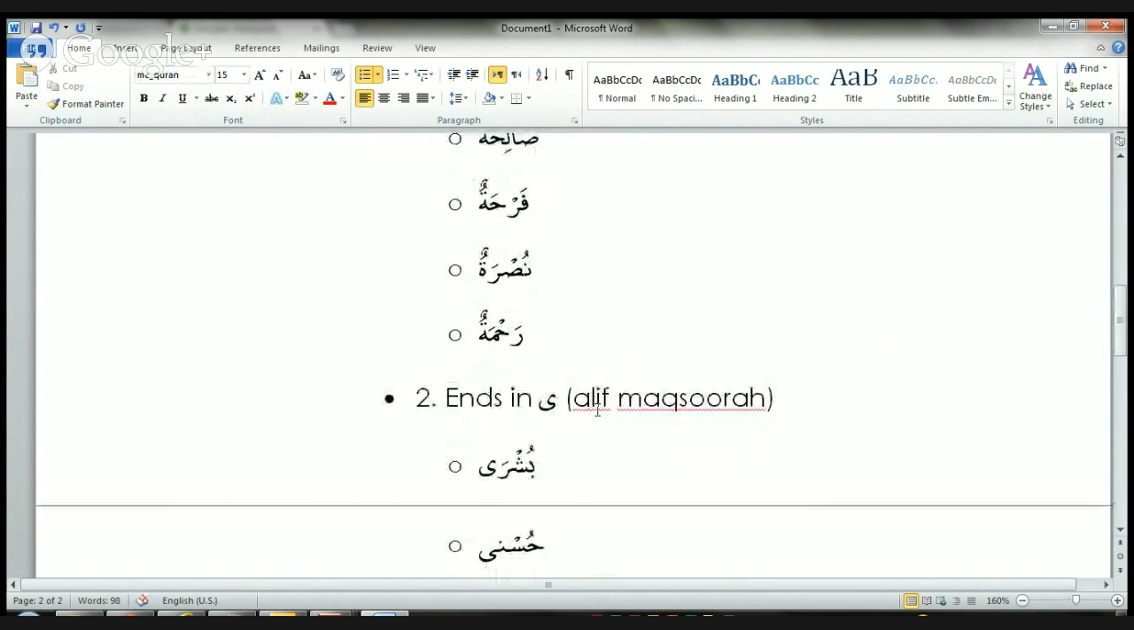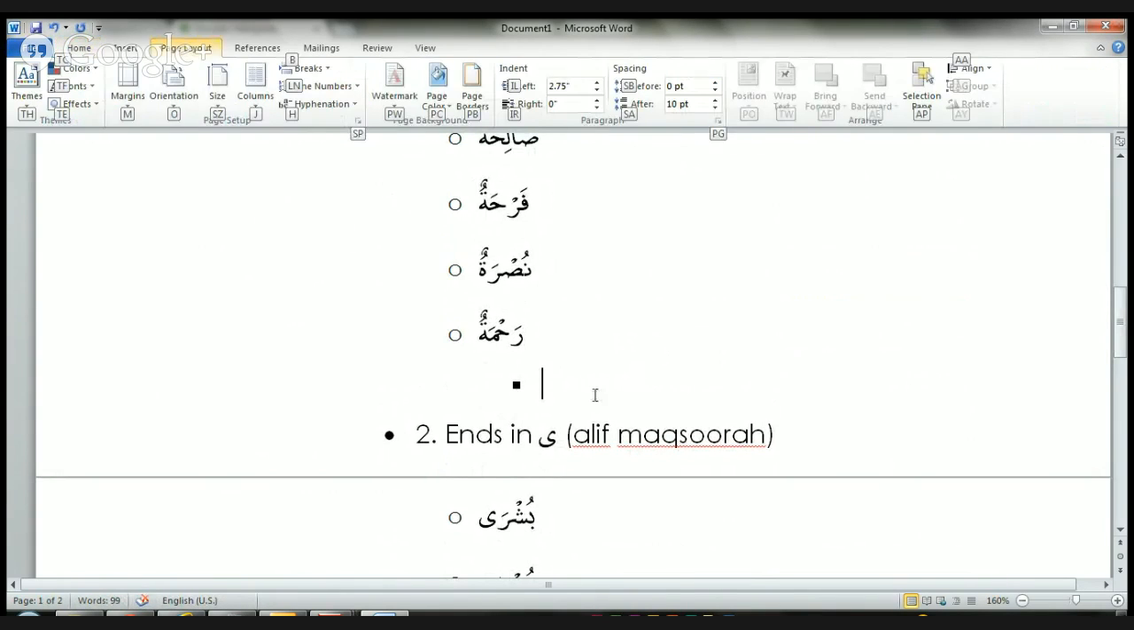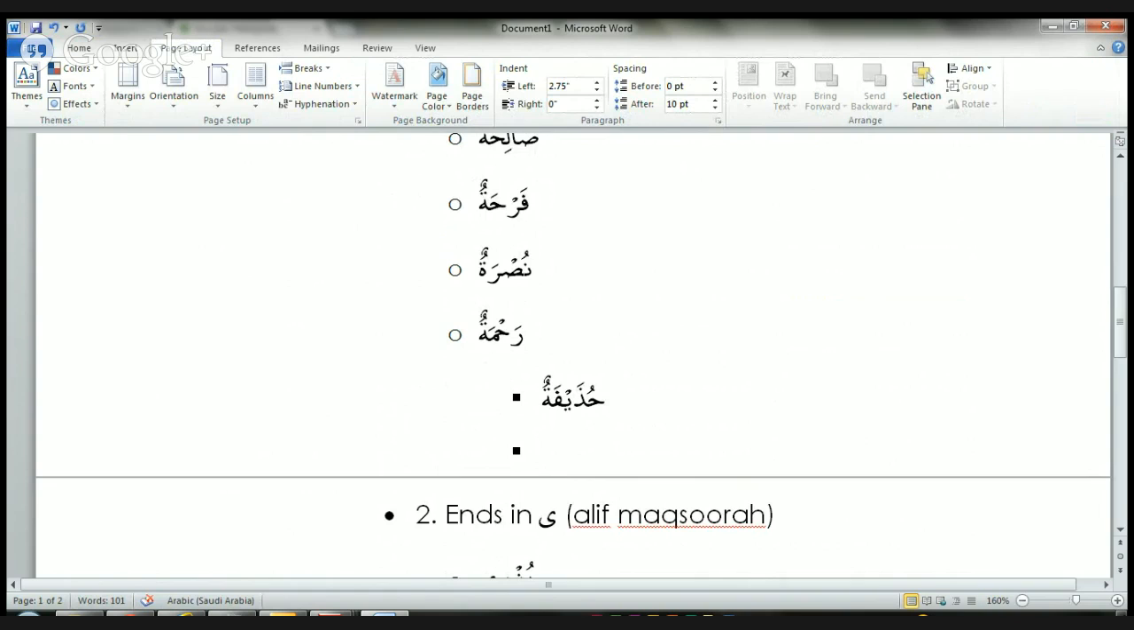There are some names that also end in ta marbuta. For example, actually, let me ask you, do you guys know of any names that end in ta marbuta for men? Hudhayfatun. How about Abu Huraira? Abu Hurairatin, or rather Abi Hurairata, sorry. So this also gives a specific name.